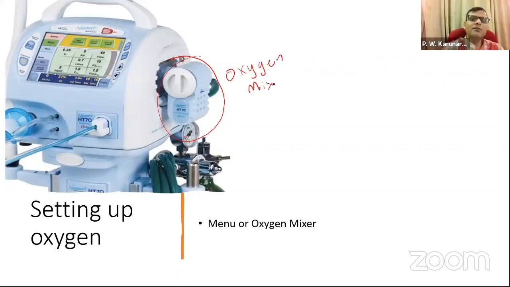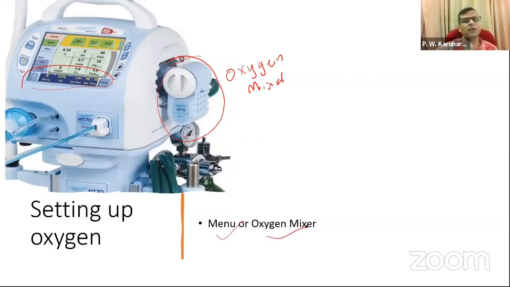Mixer where you can actually adjust manually. You can set 21%, 40%, 60, up to 100%. So you can adjust the FiO2. So make sure that if it is not available in the menus of the screen, probably check around the ventilator to see whether there is a manual oxygen control. So that is how you set up oxygen.